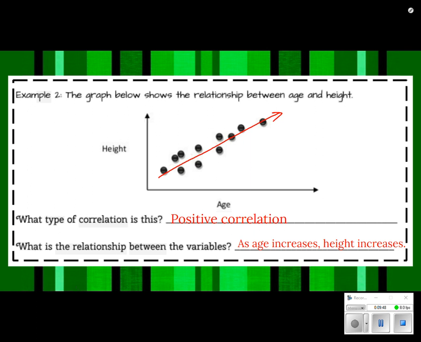So you need to have that in your mind because you aren't necessarily going to be presented with a scatter plot. You're going to be presented with a situation where you have to think, okay, as this increases, what happens to this? Or as this decreases, what happens to this? And you need to think about those variables, and if they're headed in the same direction, we're going to say it's a positive correlation.